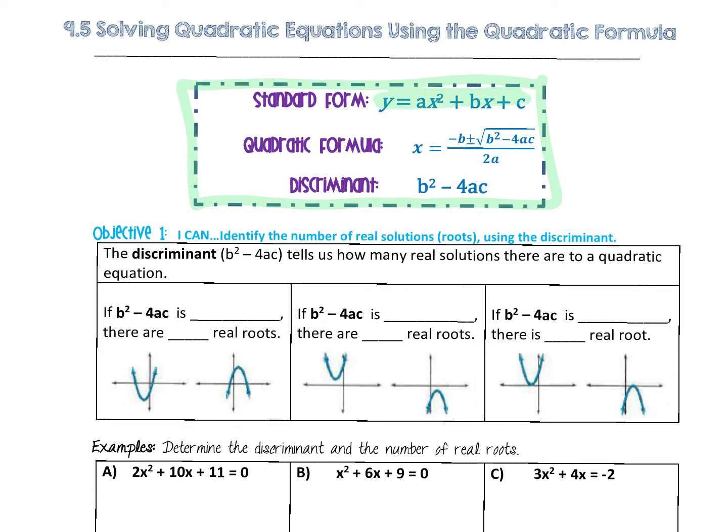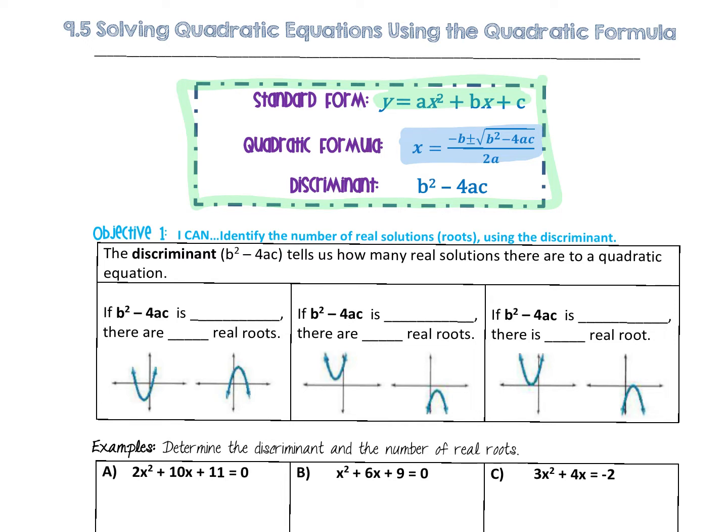Now, here's the quadratic formula. X equals, so that's your root or your solution or your x-intercept, equals negative b plus or minus the square root of b squared minus 4ac all over 2a. Now there's a song that goes along with this that you'll learn as well that will help ingrain this into your memory.